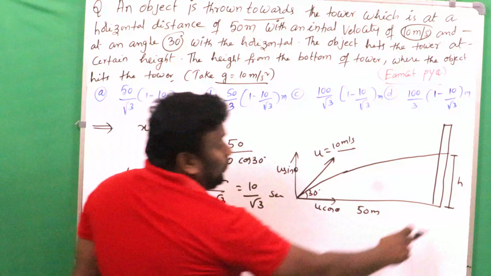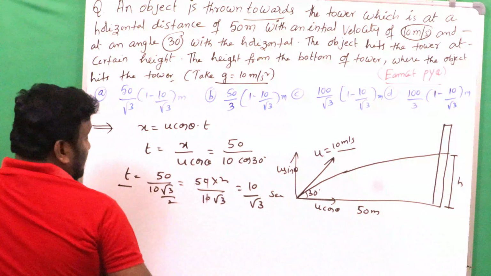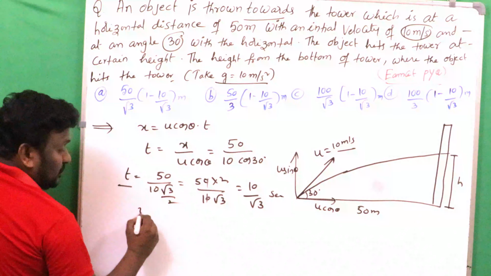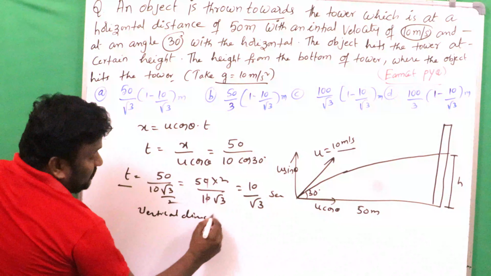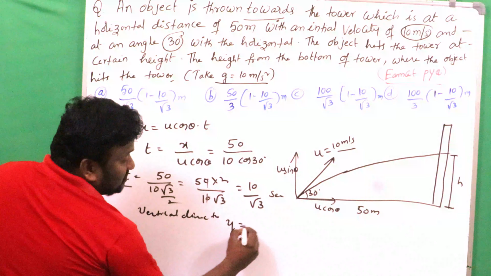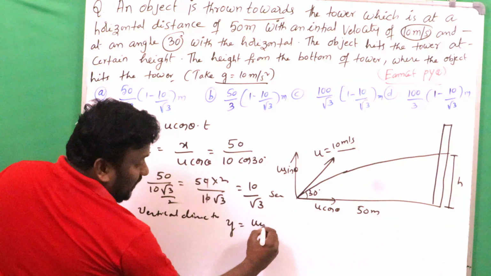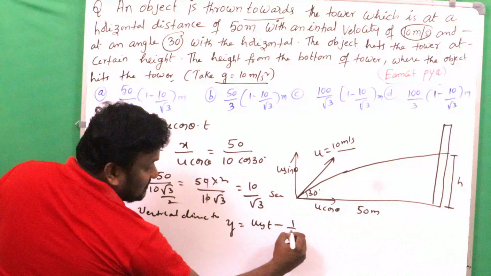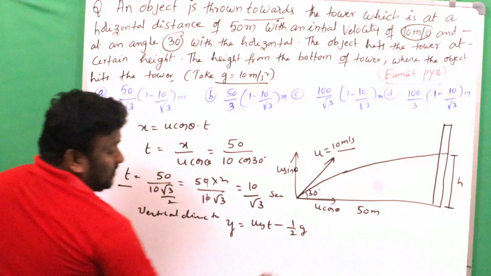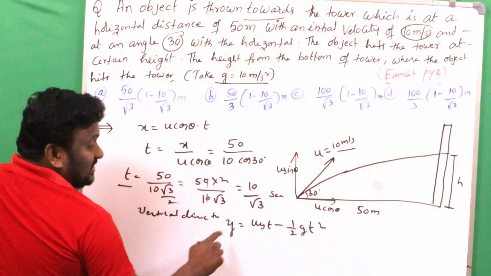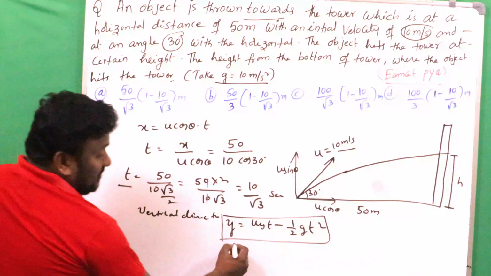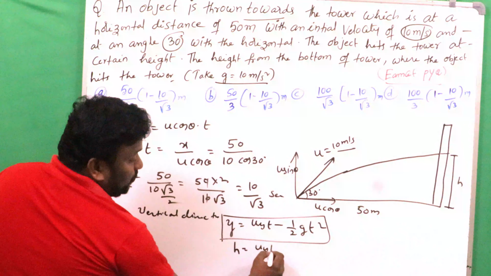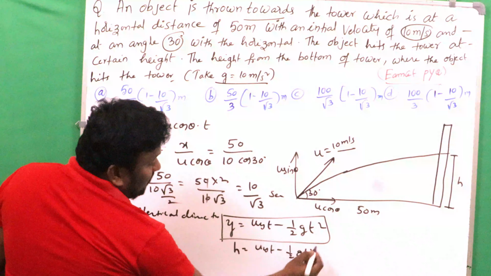Now what do we have to find out? We have to find out the height. For that we have to take the equation in the vertical direction. What can you take? y is equals to u_y t minus half g t square. This is the formula we are going to use. Here y means nothing but h. h is equals to u_y t minus half g t square.